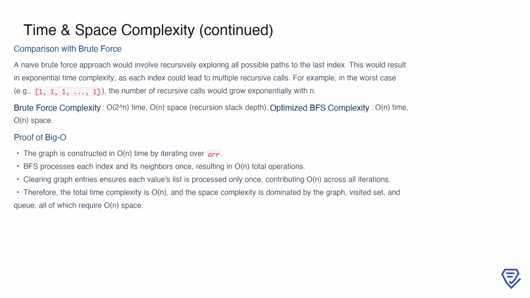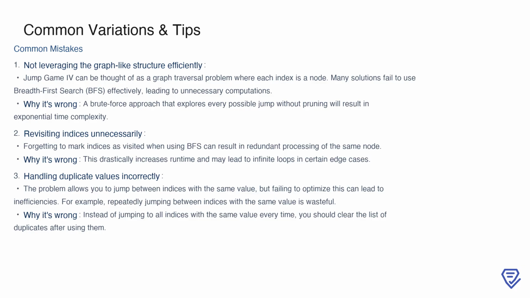When tackling jump game 4, one of the most frequent missteps is failing to treat the problem as a graph traversal. Each index in the array can be seen as a node, and valid jumps create edges between these nodes.